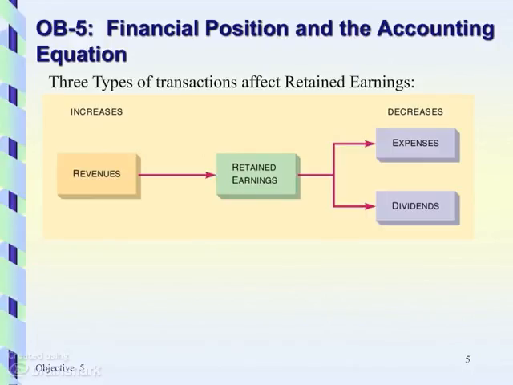On the other hand, we have our expenses. Our expenses have a negative impact on retained earnings. They're the amounts of money that the business pays out to operate its business. Additionally, some corporations may provide dividends to their stockholders. Dividends are a form of return to the stockholders.